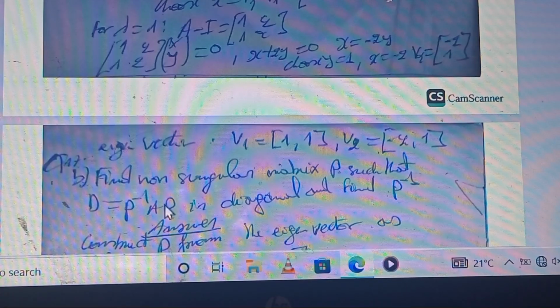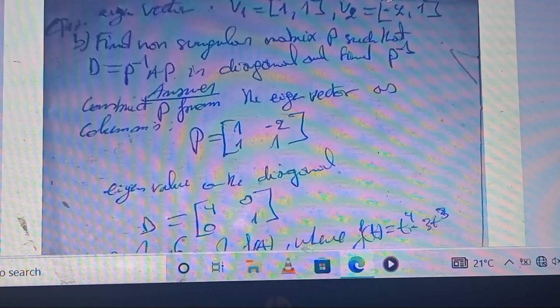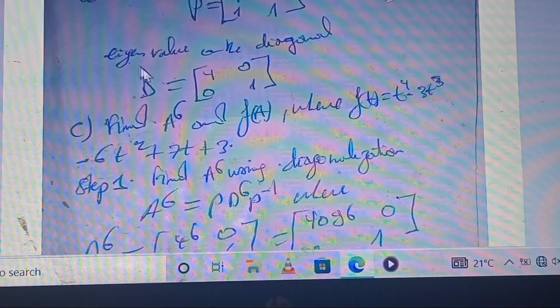For B, find the non-singular matrix P such that D equals P inverse times A times P is diagonal. Then find P inverse. So according to that, we start by constructing P from the eigenvectors. You get P, because you write the eigenvectors as columns. Then for the diagonal of eigenvalues, we have 4 and 1, and the others are 0.